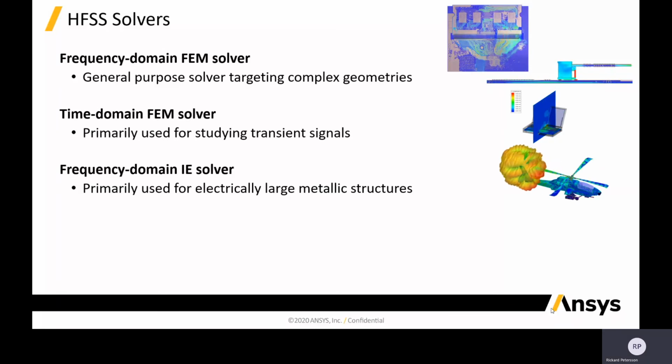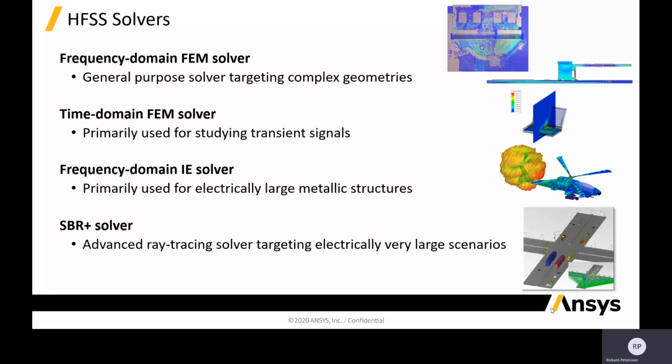Then we have a frequency domain integral equation solver, which is sometimes referred to as a method of moments solver. It's less general purpose, and it's primarily used for electrically large metallic structures. It can include some dielectric, but electrically large metallic structures are the key application area.